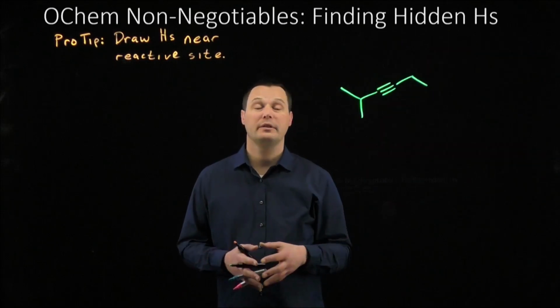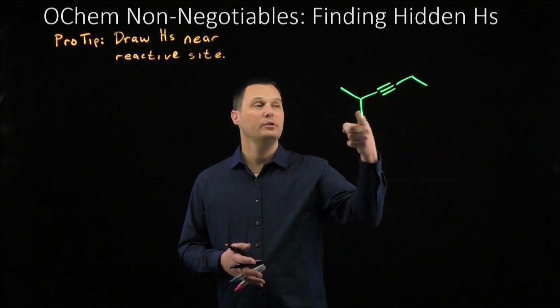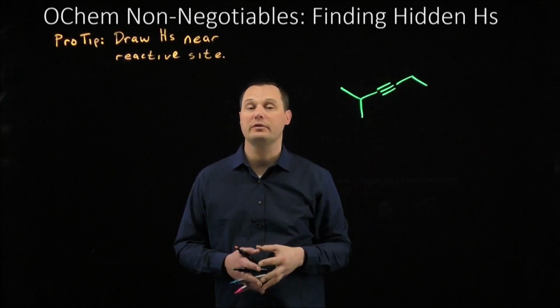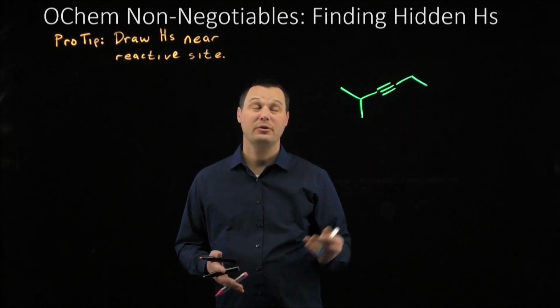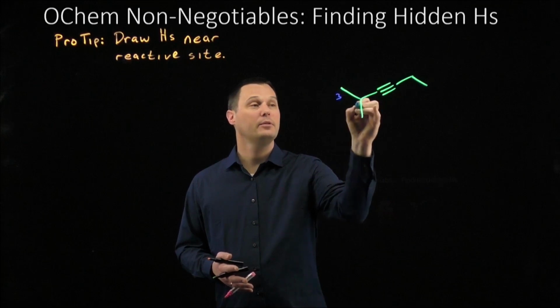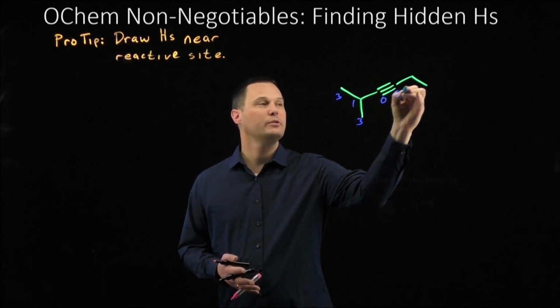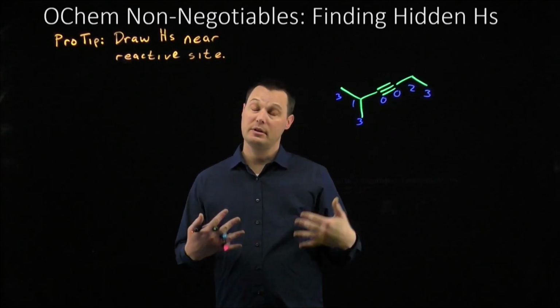Go ahead, give yourself a little pop quiz. Walk through this structure, see if you can tell me how many hydrogens are hidden on each of these carbons. If you have trouble walking through the molecule and telling me 3, 1, 3, 0, 0, 2, and 3, then let's slow down a little bit.